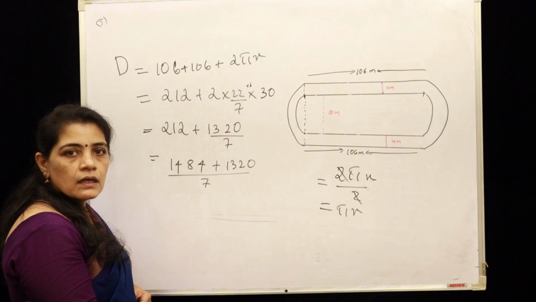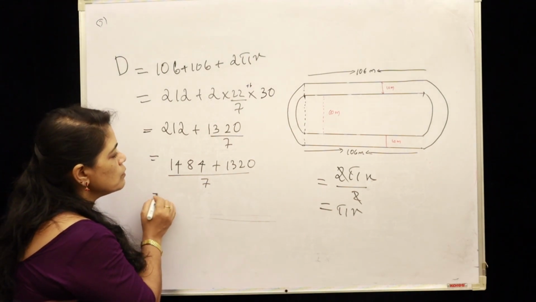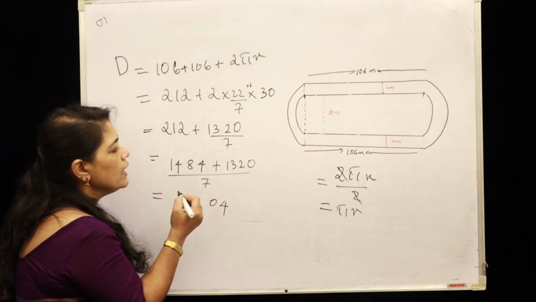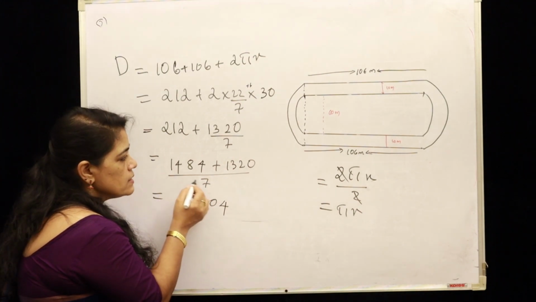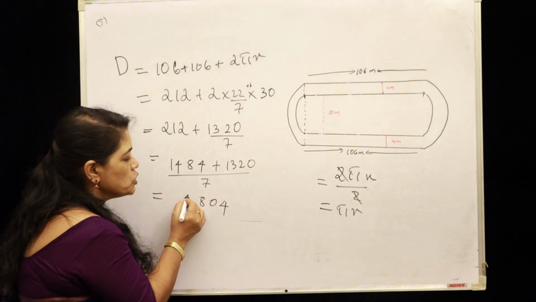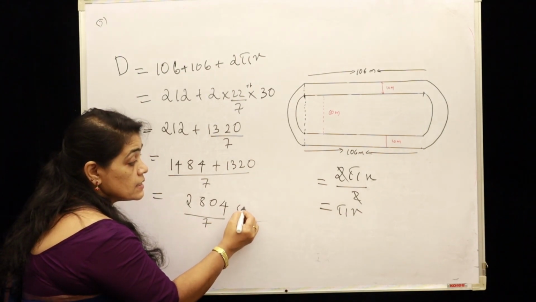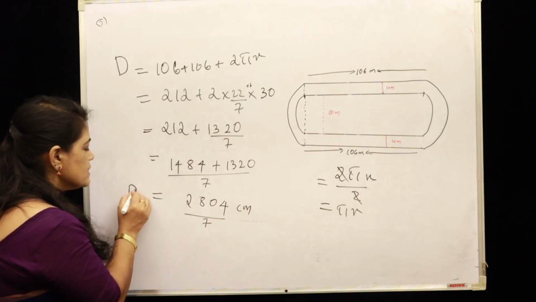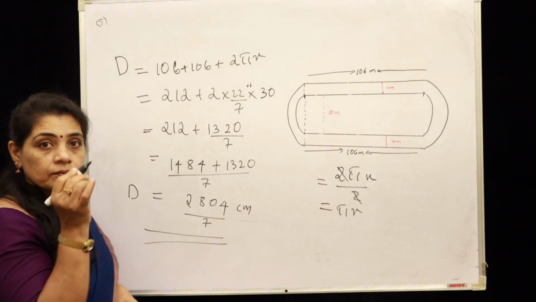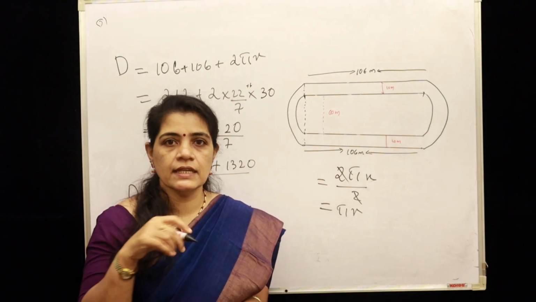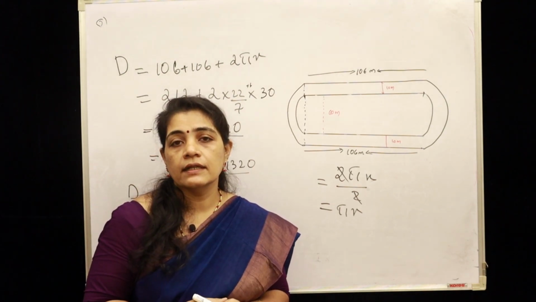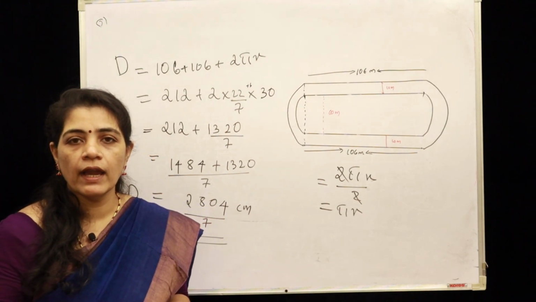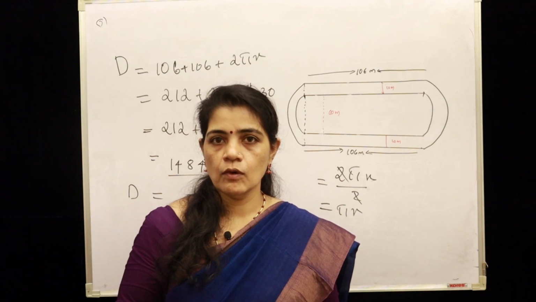We have taken the cross product, that is cross multiplication. So on adding you will get 2804 divided by 7. Don't write centimeters, for this is distance, so a single unit. So this is the distance around the inner edge, that is inside the track, the distance covered will be 2804 divided by 7. Hope this is okay children.